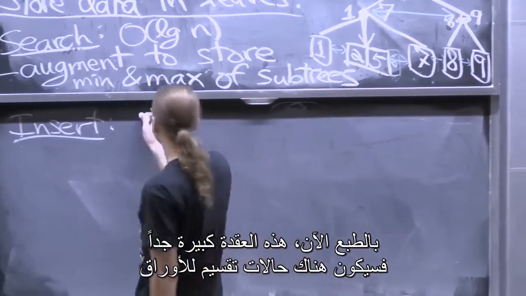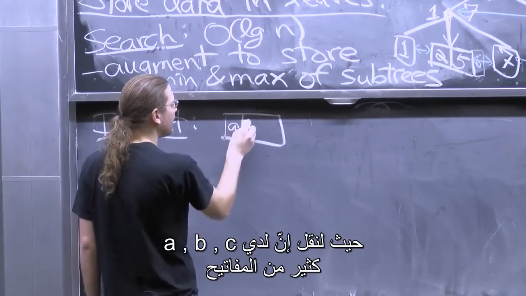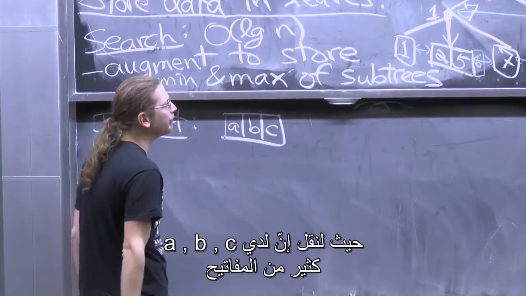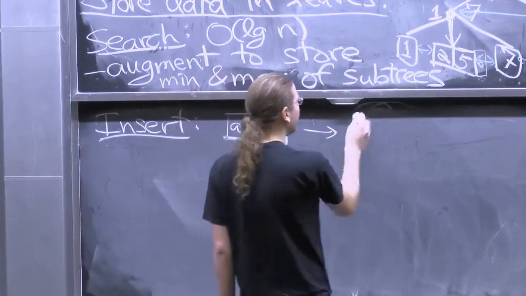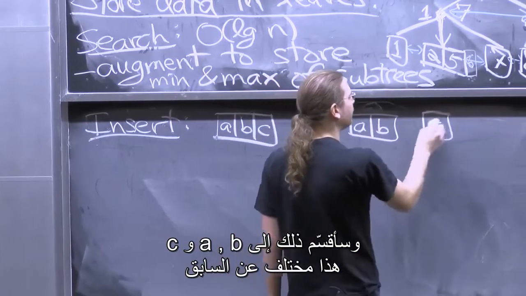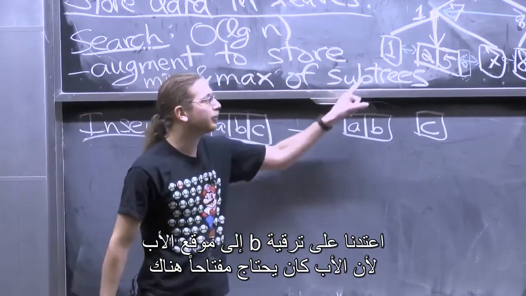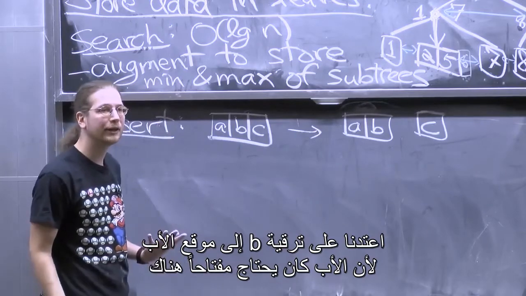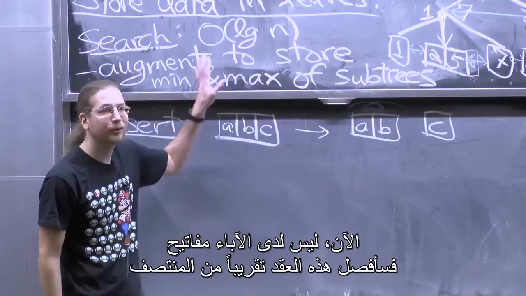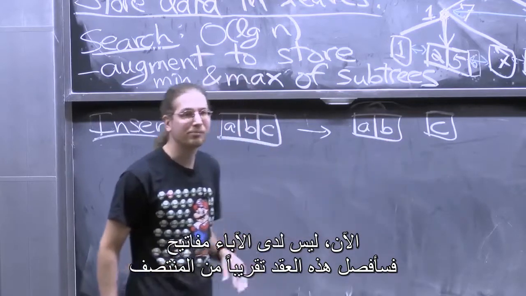So there's still going to be a split case at the leaves where I have, let's say, A, B, C, too many keys. I'm going to split that into A, B, and C. This is different from before. It used to be I would promote B to the parent because the parent needed a key there. Now parents don't have keys. So I'm just going to split this thing roughly in half.